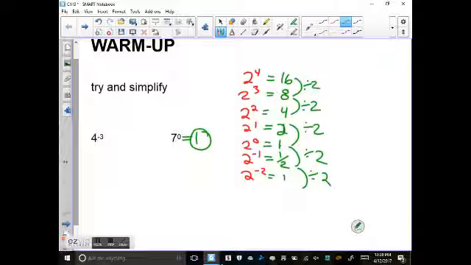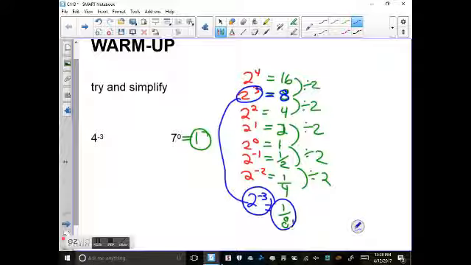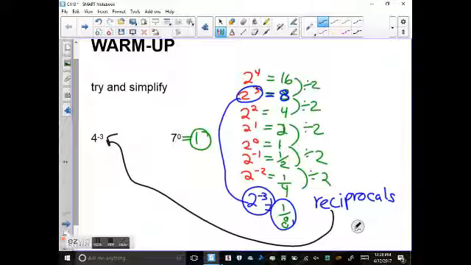The way that I see it is, we know 2 to the 3rd equals 8, and 2 to the negative 3rd equals 1/8. The difference is they are reciprocals. So if we look back over here, 4 to the negative 3rd is the same thing as 1 over 4 to the 3rd. That negative exponent means that we're talking reciprocals here. 1 over 4 to the 3rd is 1 over 64.